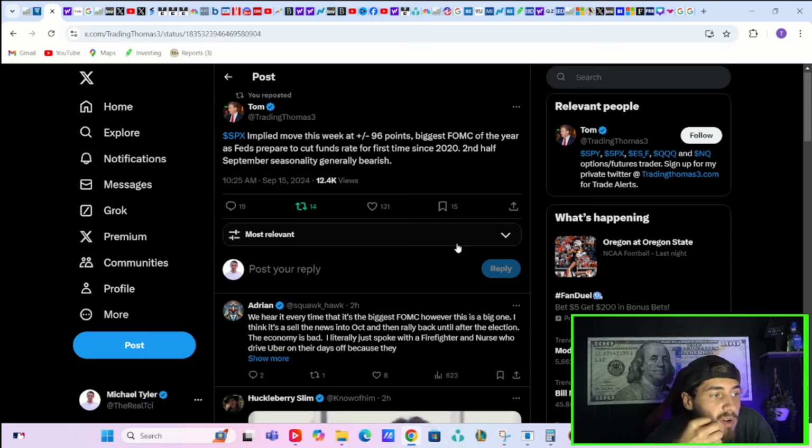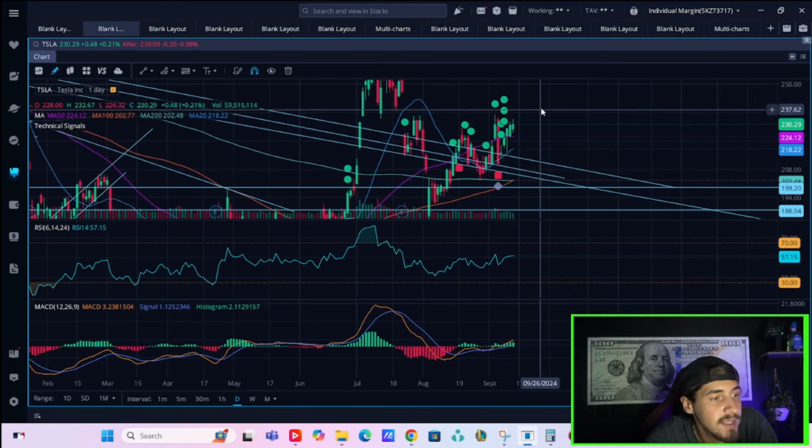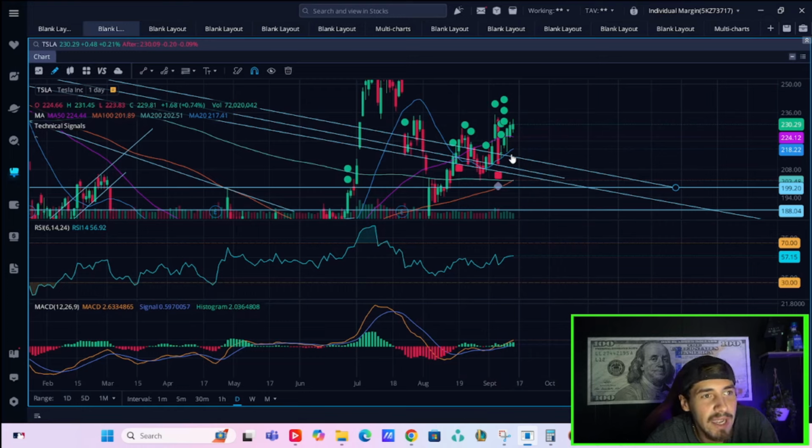The second half of September is seasonally generally bearish. This is what Tom writes on X. So even though Tesla stock looks great, you are heading into a seasonally bad time in markets. And I think there's a better chance than not that we do get a sell the news event in markets around the first Fed cut.